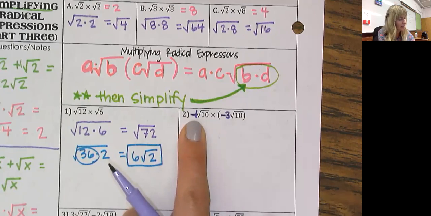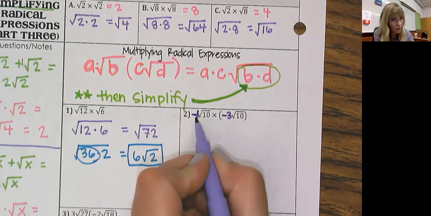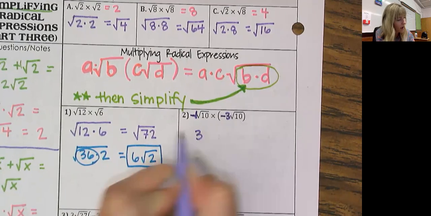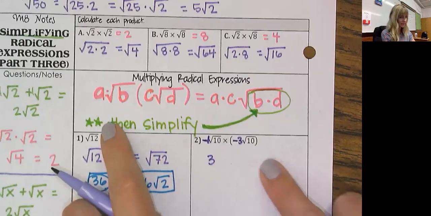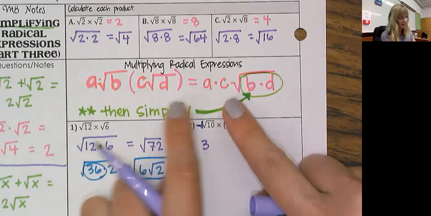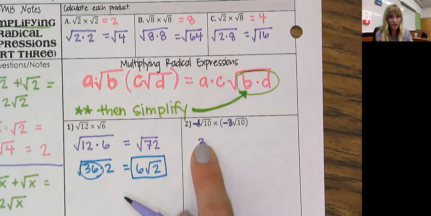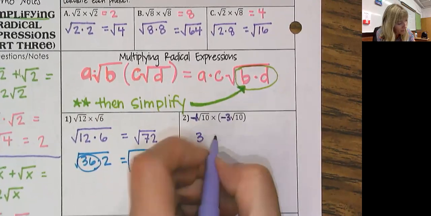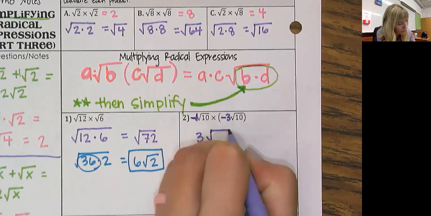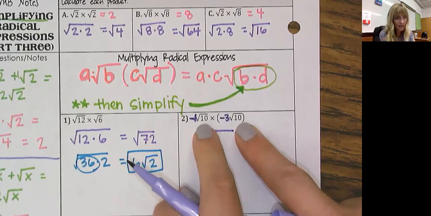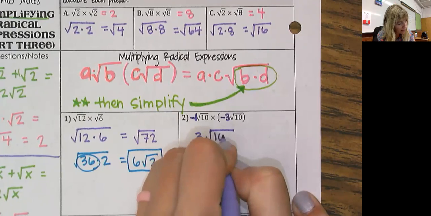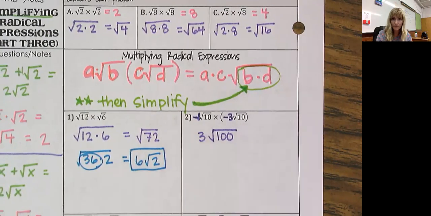A negative times a negative is a positive. So right here, -1 times -3 is 3. I multiplied the coefficients, that's this part, AC, A times C. I multiplied the coefficients and it's still a coefficient. Now I'm going to multiply the radicands, 10 times 10, and that will still be a radicand.